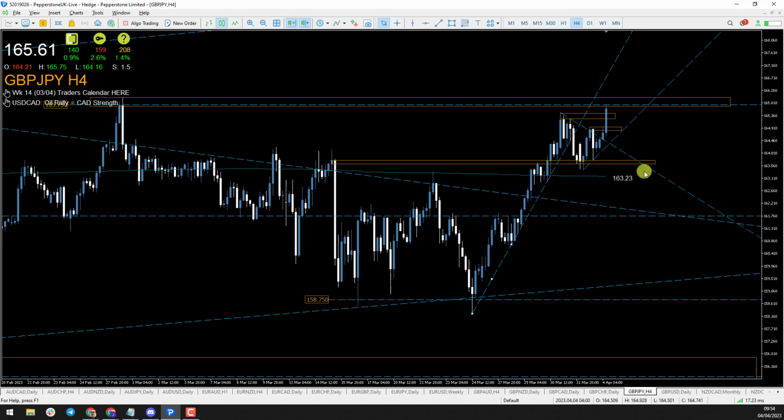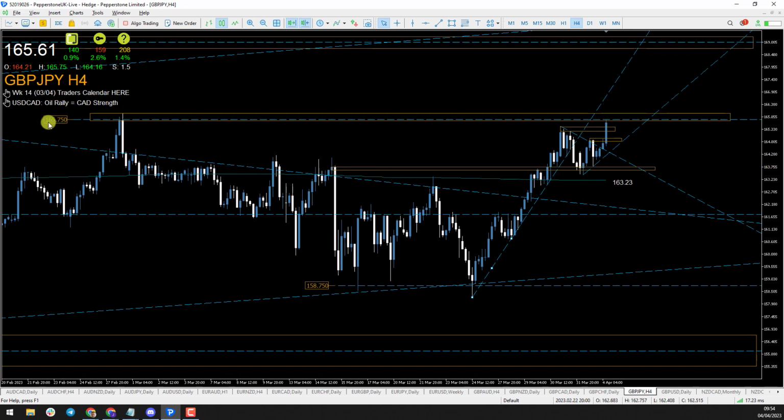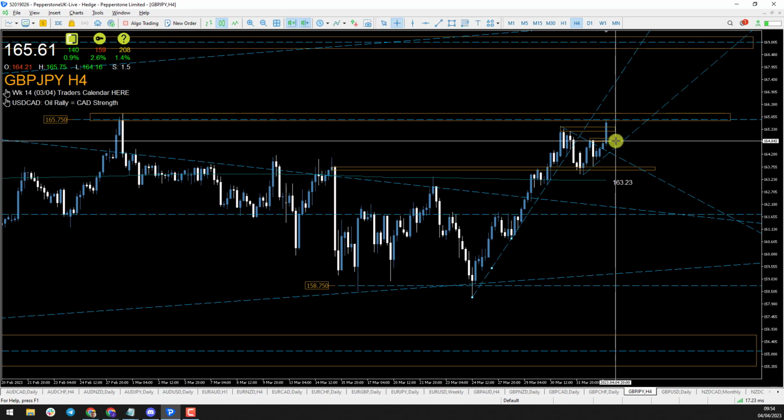Pound yen, I'm going to be focusing on if we can trade above the 165.75, or look at the pullback potentially at 165. So those are the two options you've got there.